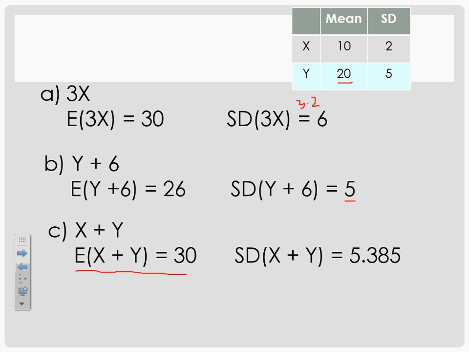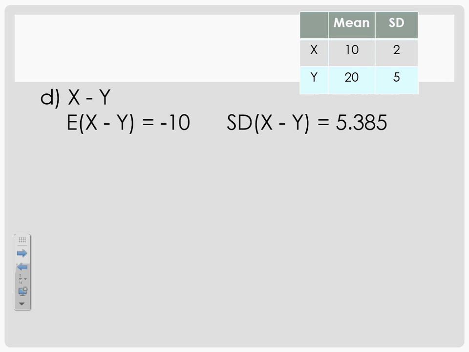The standard deviation is a tricky one, and this is where I recommend come over here after standard deviation and create an extra section for variance. And the variance is just standard deviation squared. And so what you're going to do in order to get the standard deviation of x plus y is add the variances, because variances always add, and then take the square root of that, which is how we get this 5.385.